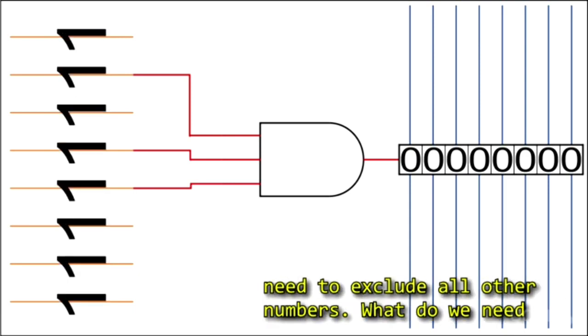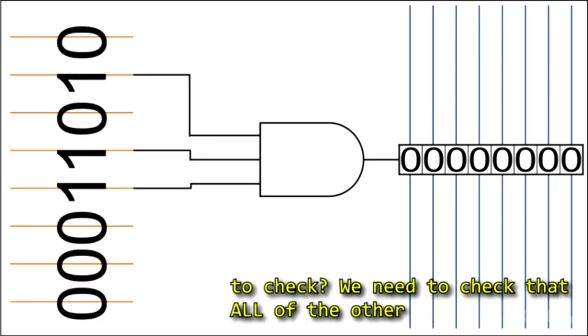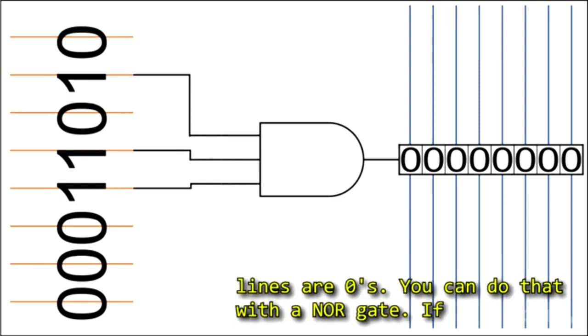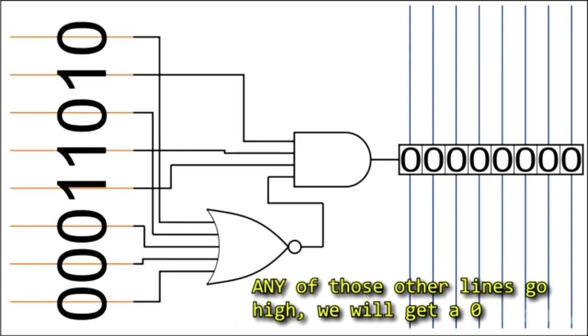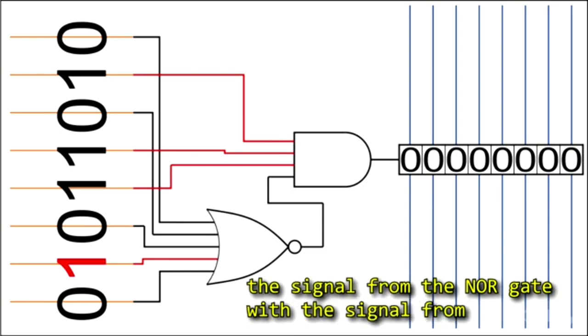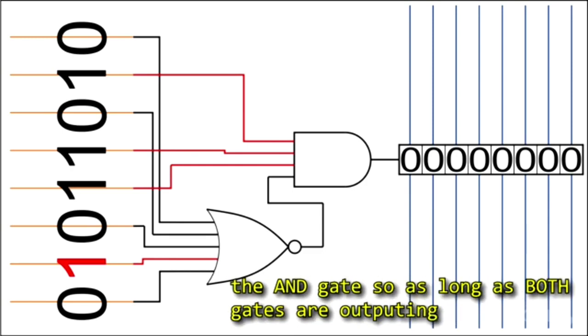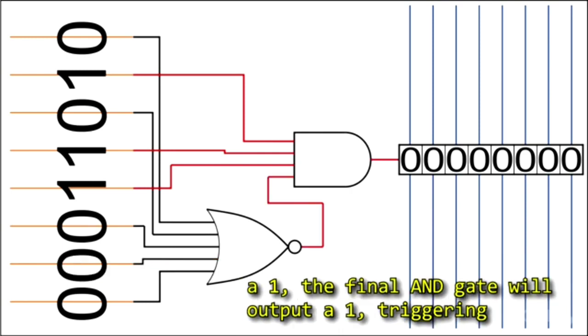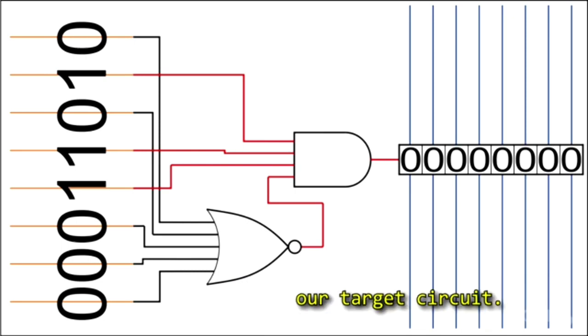So we need to exclude all other numbers. What do we need to check? We need to check that all of the other lines are zeros. Now you can do that with a NOR gate. If any of those other lines go high, we will get a 0 on the output of our NOR gate. We can then combine the signal from the NOR gate with the signal from the AND gate. So as long as both gates are outputting a 1, the final AND gate will also output a 1, triggering our target circuit.